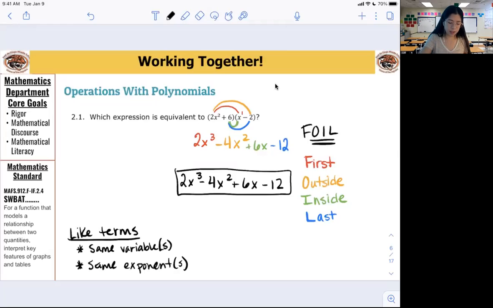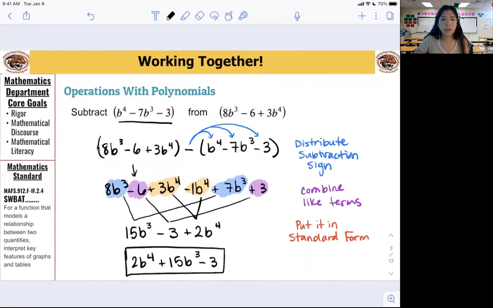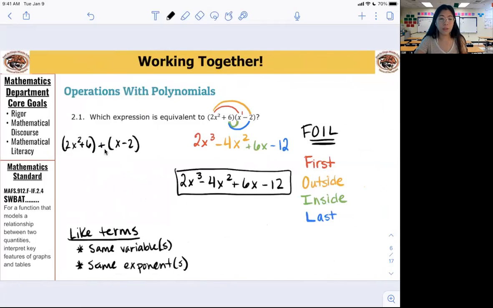But what if it looked like this? What am I doing in this case? That's when you add. So you have to be very careful. You have to just make sure you look carefully. In this case, I would be adding because I have a plus sign in between them, separating them. But here, there's no plus sign, so I know that I'm multiplying them.